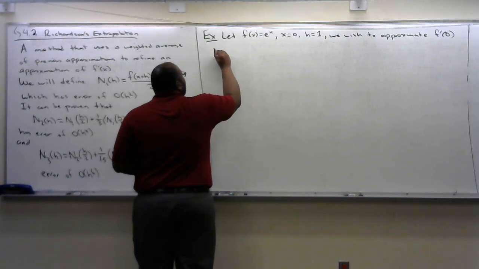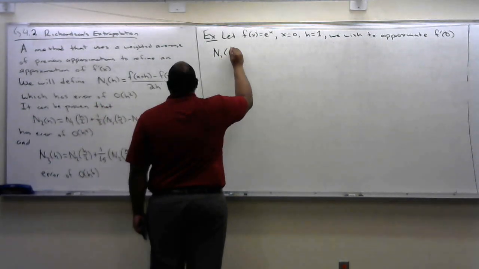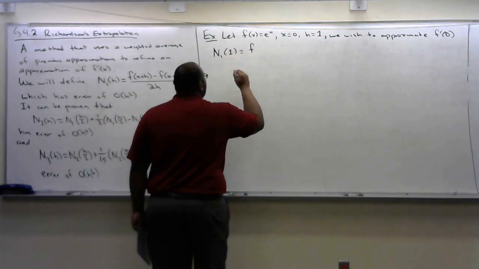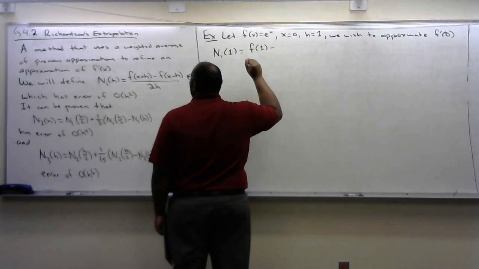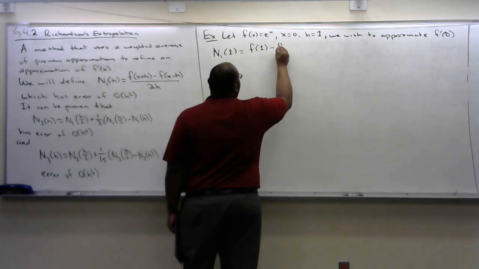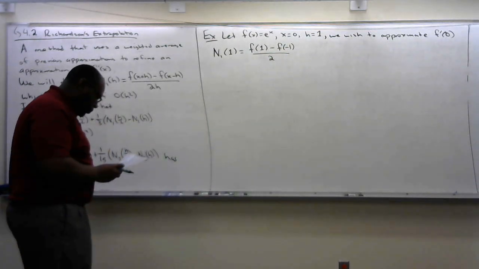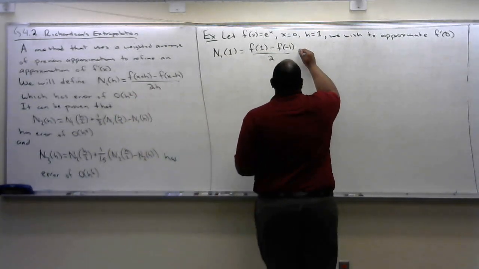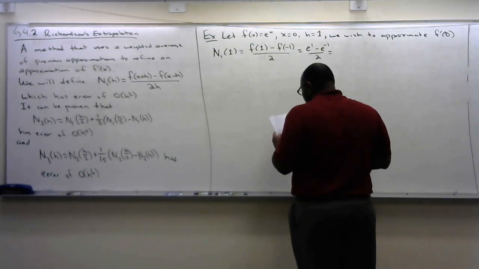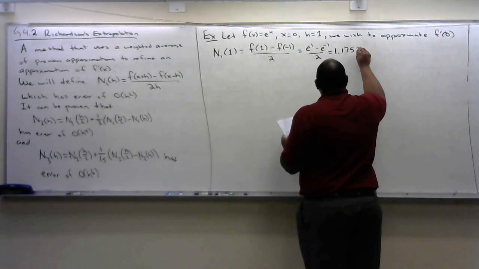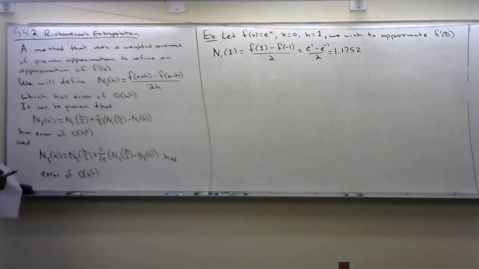So N sub 1, where my h is 1 in this case, is going to be equal to f of 0 plus 1, so f of 1, minus f of 0 minus 1, which is f of negative 1, all divided by 2. That's e to the 1 minus e to the negative 1, divided by 2. When I do that, I get 1.1752. Not a great approximation, by the way. Not a super astounding approximation.